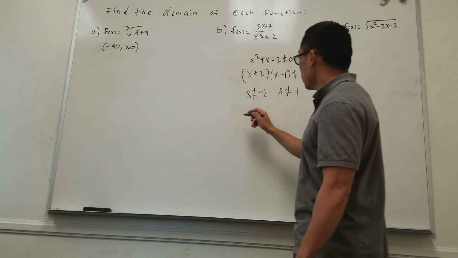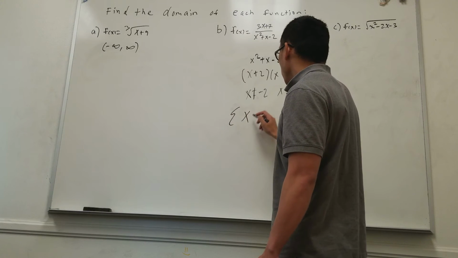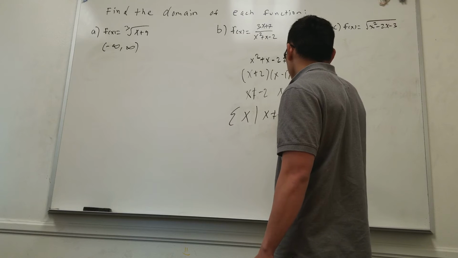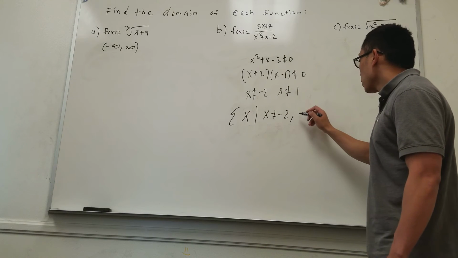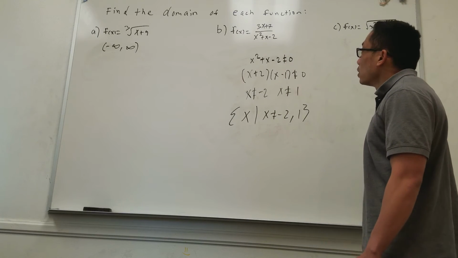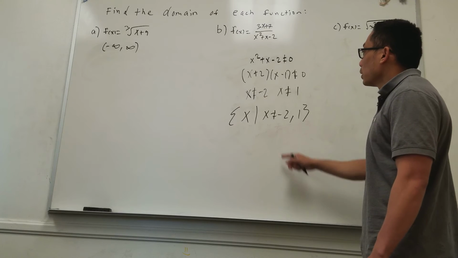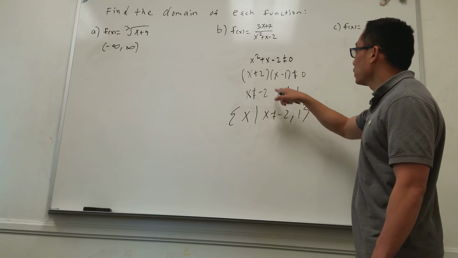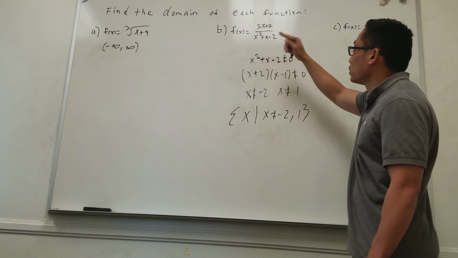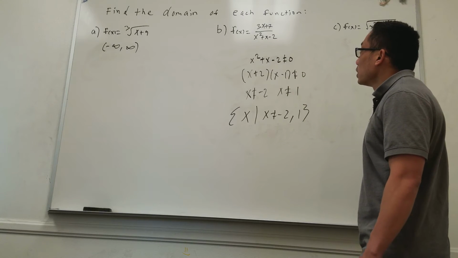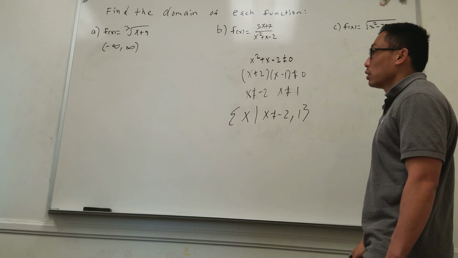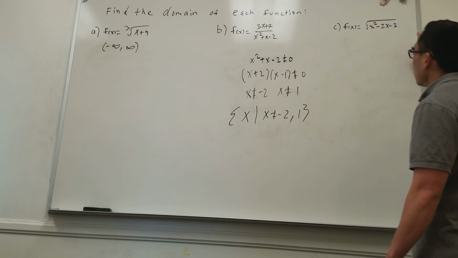So how do I write this in set notation? It's going to be the set of x such that x cannot equal negative 2 or 1. Okay? So if I plug in these numbers here, negative 2 and 1, I'm going to have 0 on the bottom, which cannot work for this problem. It's not going to be in our domain. Okay? Now, let's look at this one.